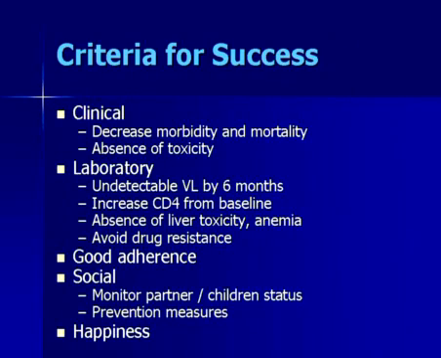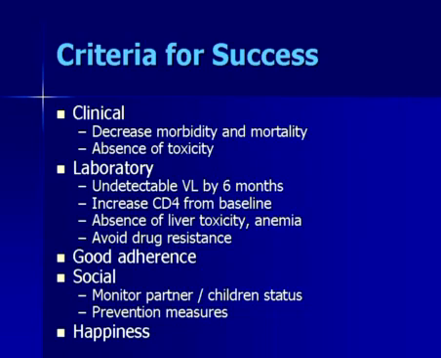Okay. So the criteria for success all go back to my checklist of 6. But patients clinically should have decreased morbidity and mortality. They should have the absence of toxicity. That's how they should be living their lives. Laboratory-wise, the viral load should be undetectable, or at least less than 400 copies per milliliter by 6 months. Their CD4 should increase from baseline in adults. We hope it's over 200 by 1 year. There should be an absence of toxicity, anemia, kidney problems, liver problems, skin rashes, any of those things. They shouldn't be around. We should avoid drug resistance, and we've talked about how to do that.